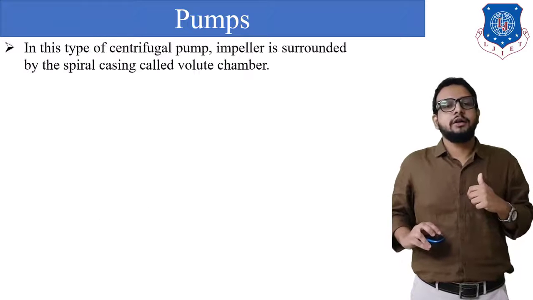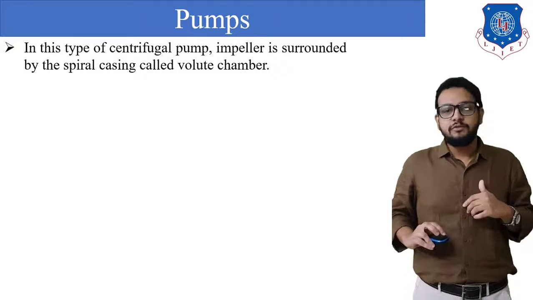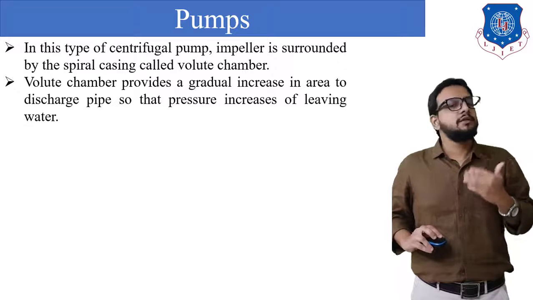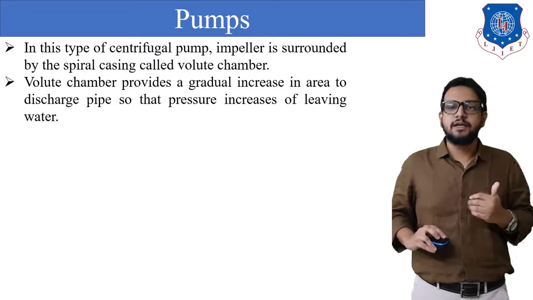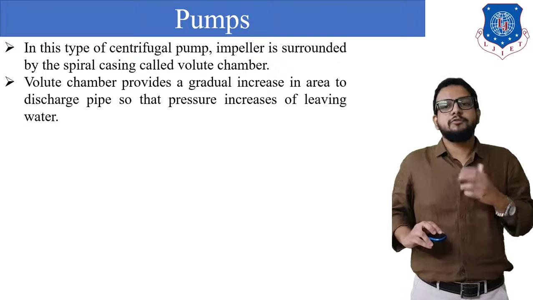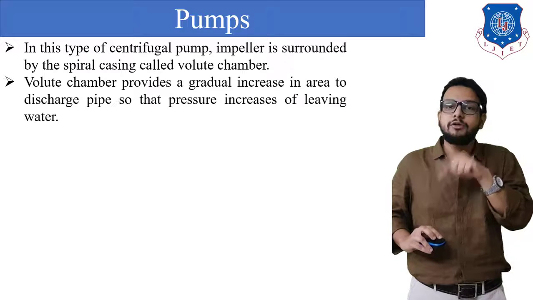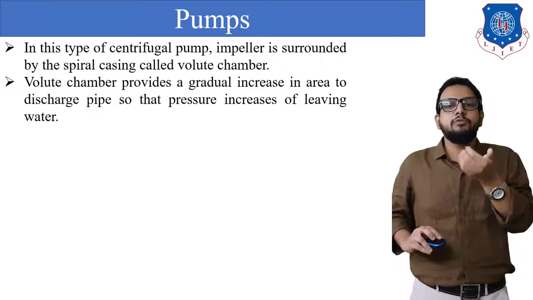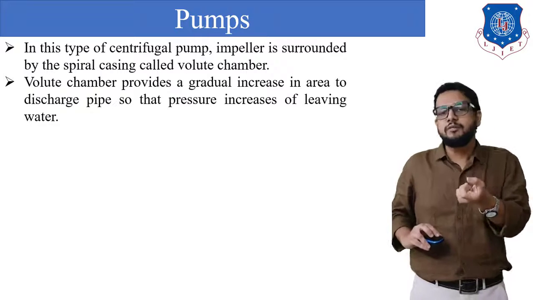Now let us discuss that in this type of centrifugal pump, the impeller is surrounded by a spiral casing which is called a volute chamber. The volute chamber provides a gradually increasing area to the discharge pipe so that pressure increases at the leaving side. That is working on the principle of Bernoulli's equation and the continuity equation. If the area is increasing, velocity is going to reduce. According to Bernoulli's equation, pressure energy plus kinetic energy, PV plus half mv square, is equal to a constant. So it is a summation of pressure energy and kinetic energy.